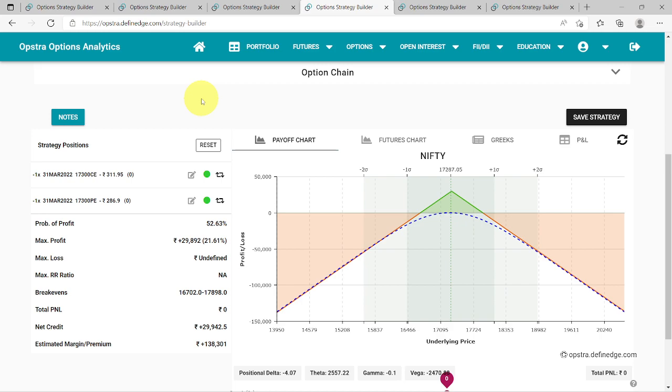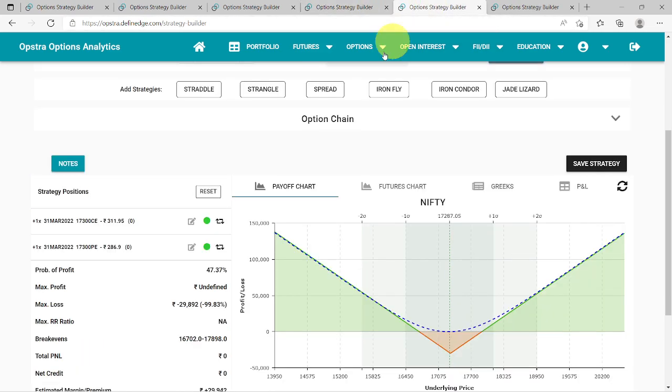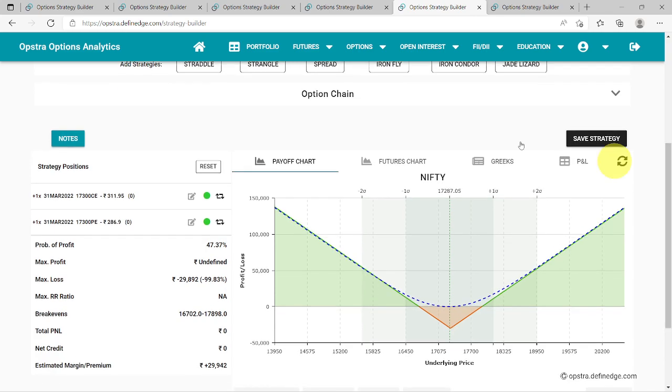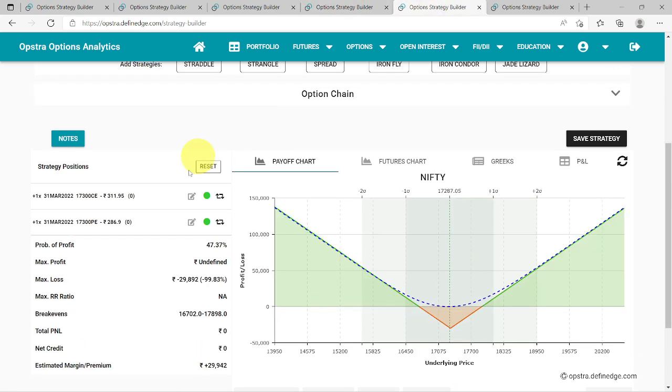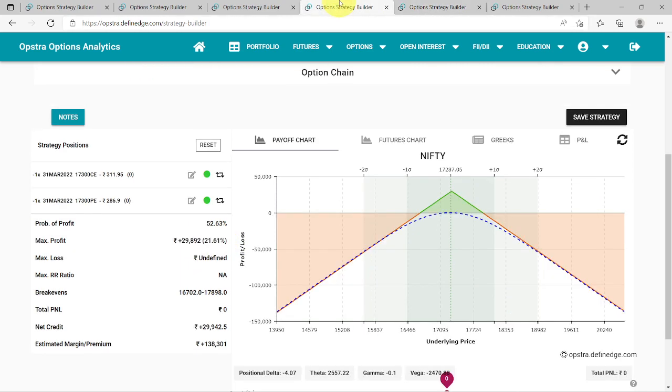And similarly, if we go to short strangle, long straddle is just the opposite of short straddle. Here you are buying two contracts, a 17,300 call and put, and the exact inverse of what we saw in short straddle is going to happen here. Probability of profit there was 52 something. Here it is 100 minus 52, that is 47, and max loss is 29,000 and max profit is undefined, whereas there max loss was undefined and max profit was 29,000.